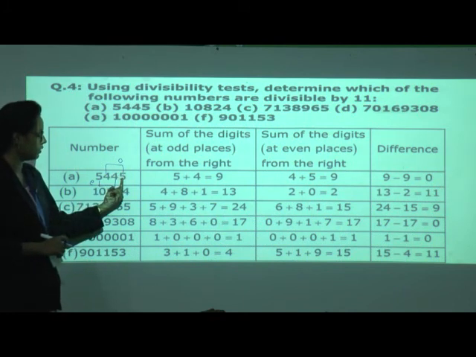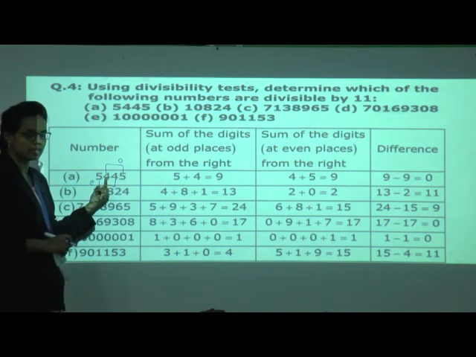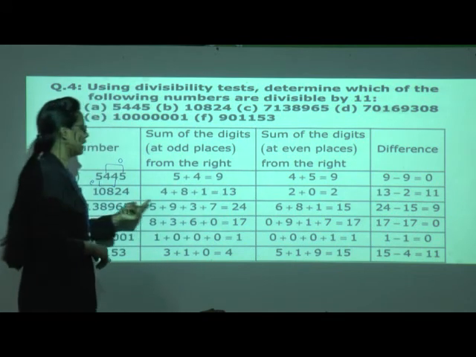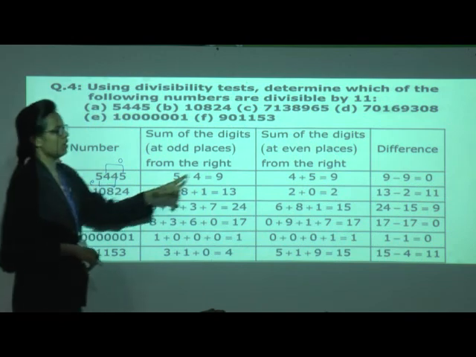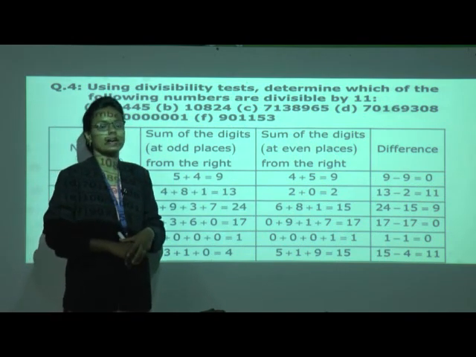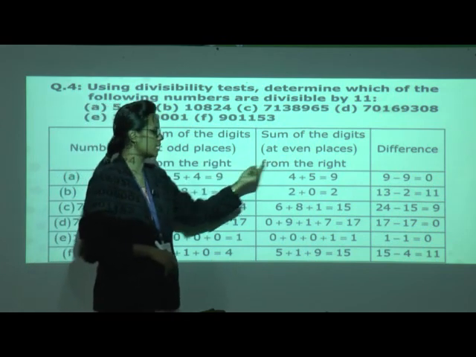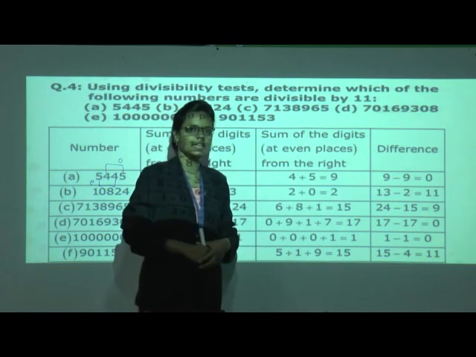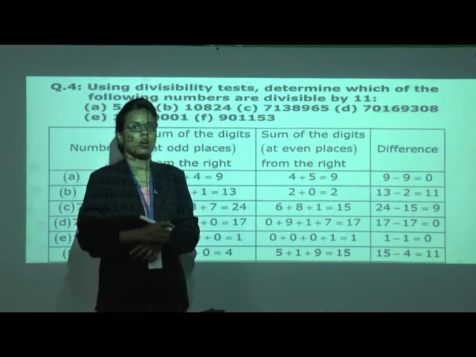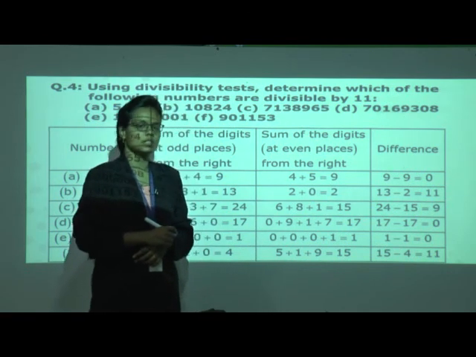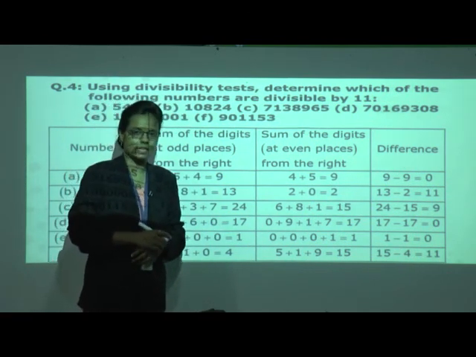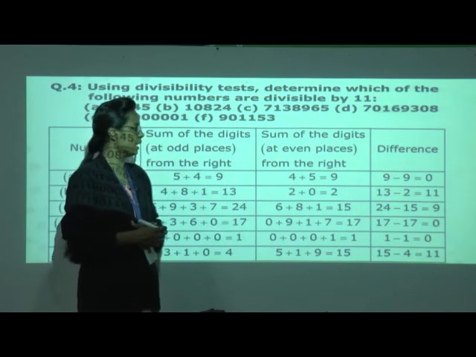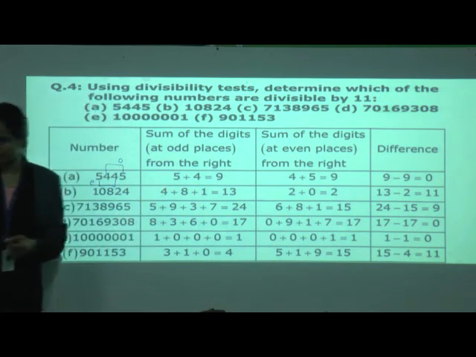From the right, the odd places are 5 plus 4, which is 9. The even places are 4 plus 5, again 9. Now we find the difference of odd places and even places, that is 9 minus 9, which gives 0. According to the rule, if we get 0 after the difference, then the number is divisible by 11. Okay, so we'll see the next example.